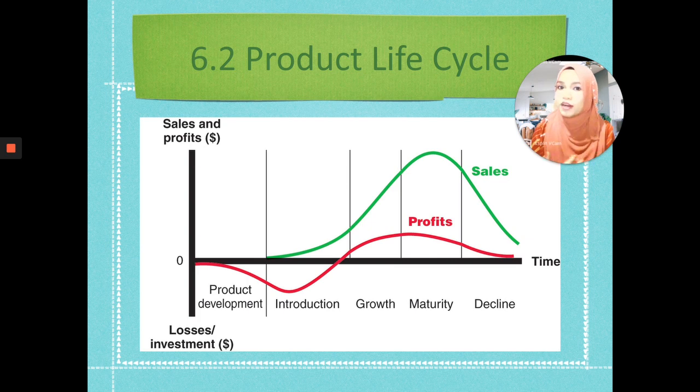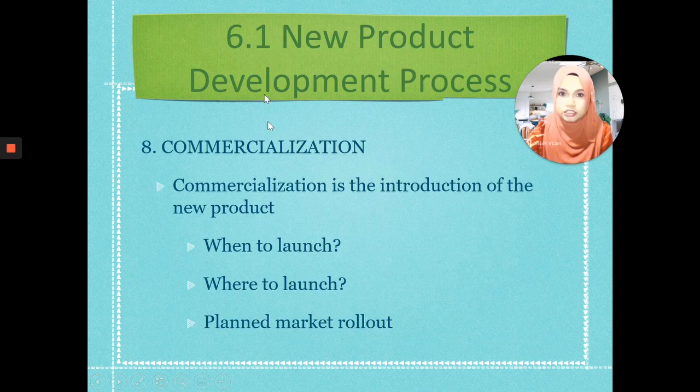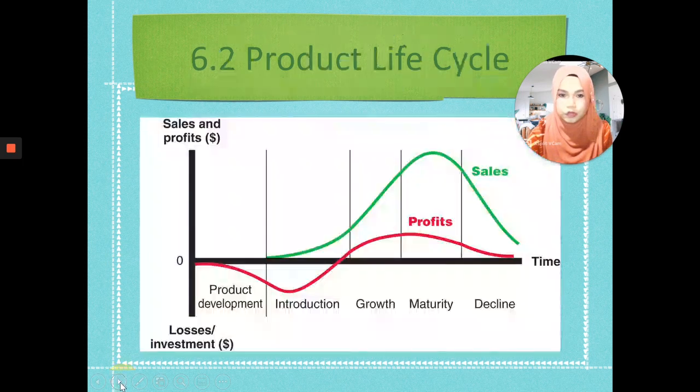Welcome to the second part of chapter 6, which is on product life cycle. As we have covered the product development process just now, in this particular video I'm going to explain to you about the PLC, which is product life cycle. The product life cycle begins after commercialization, like what you have learned in the previous video. Okay, commercialization, then you start to launch the product. So it started with introduction. Okay, after you launch it, the life cycle is called introduction, and then growth, maturity, and also decline.